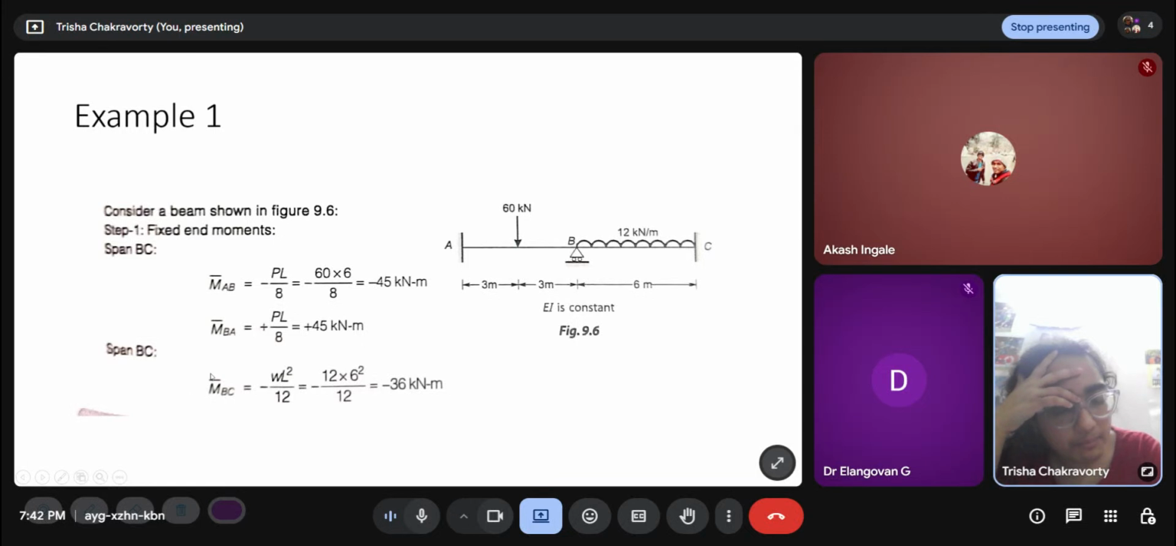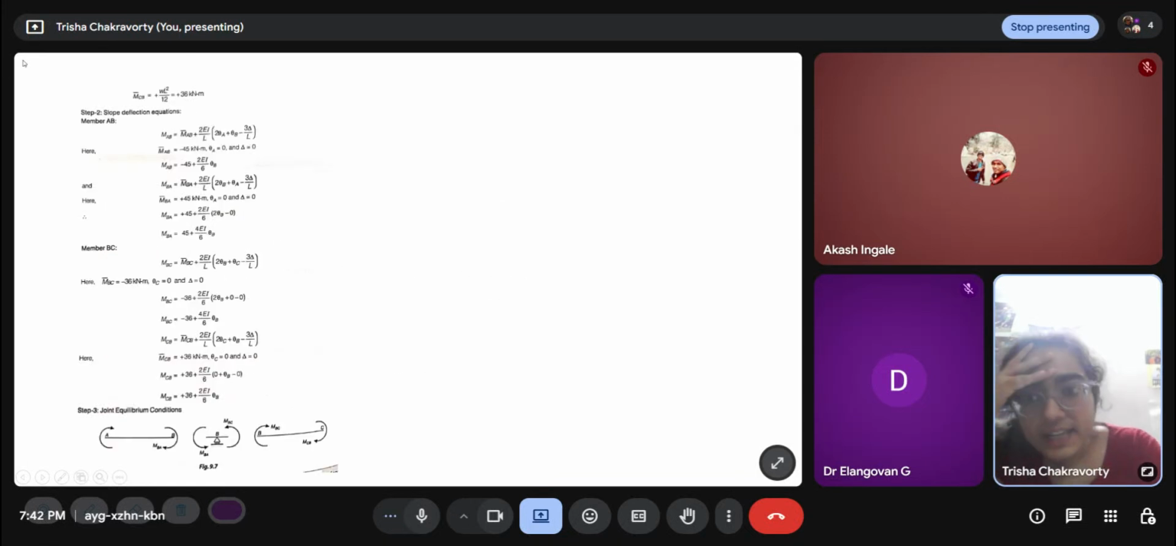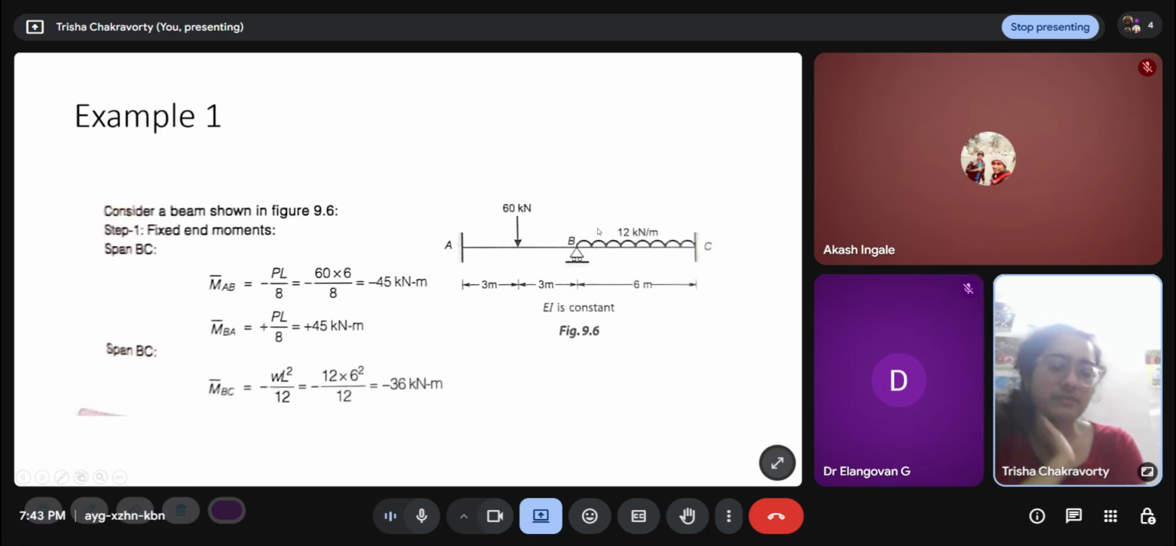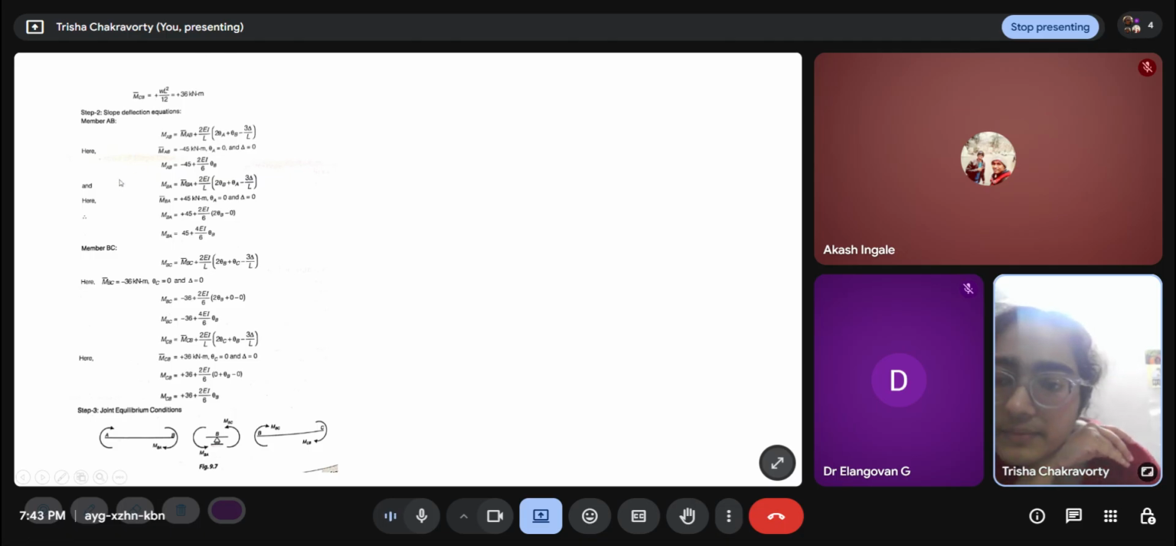So MBC bar is minus 36, MCB bar is plus 36. Now I will write the equations. I will have two equations from here and two equations from here, right? So MAB is MAB bar plus 2EI 2 theta A plus theta B minus this thing. There is no settlement here, so delta is 0.